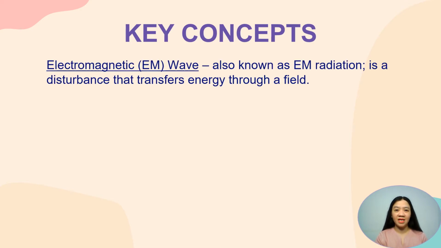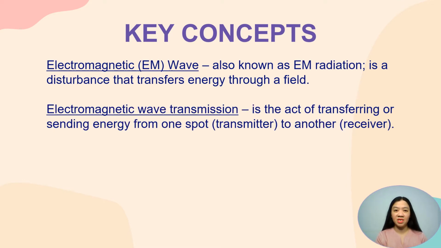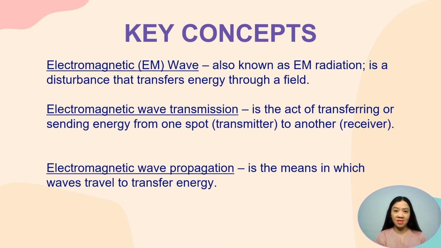First, we have the electromagnetic wave or EM wave, also known as EM radiation, which is a disturbance that carries and transfers energy through a field. Electromagnetic wave transmission is the act of transferring or sending energy from one spot to another, while electromagnetic wave propagation is the means in which waves travel to transfer energy.